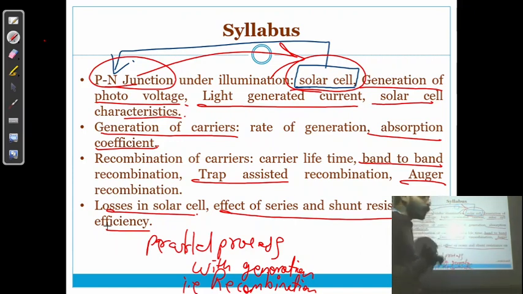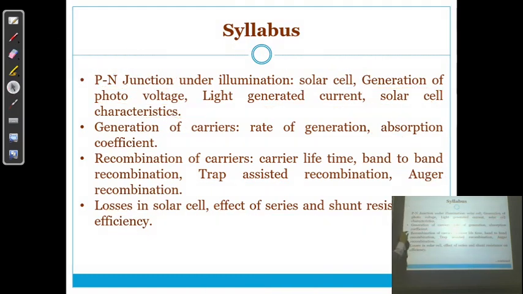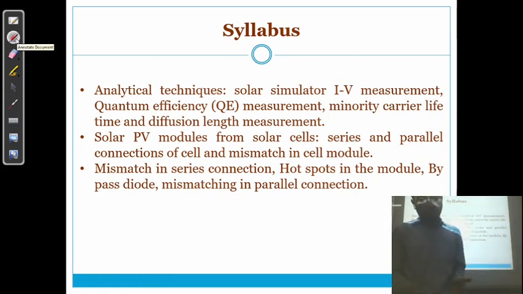We are just going through a glimpse of the syllabus. This first lecture is only about the discussion of the syllabus and what we are going to study. So the next topic which we are going to study in this unit is analytical techniques.